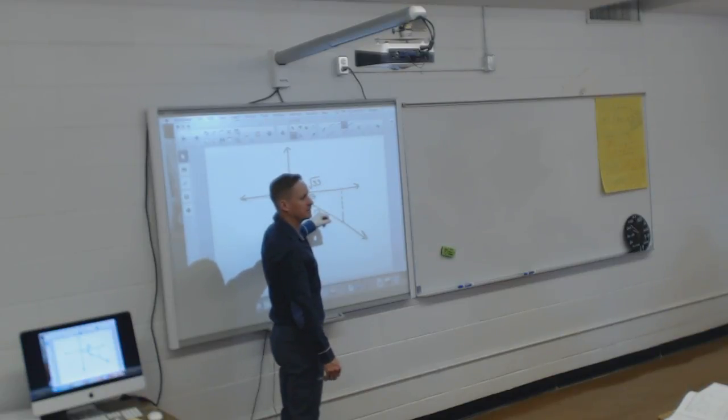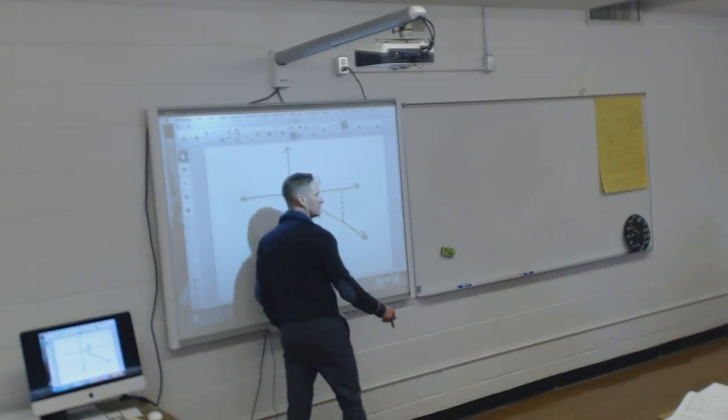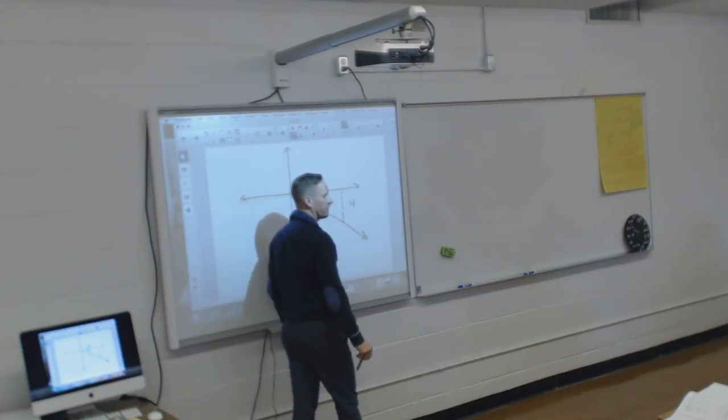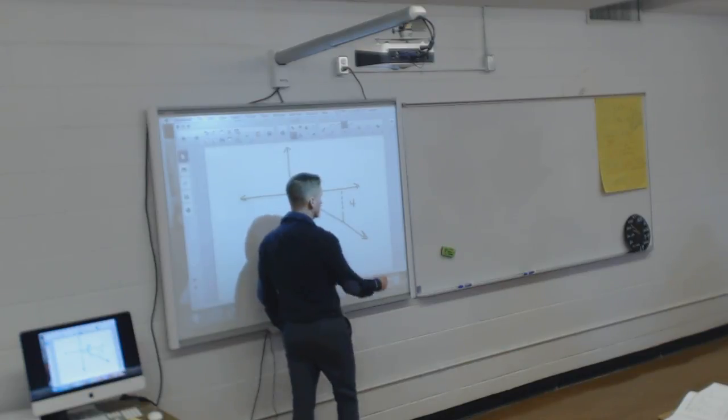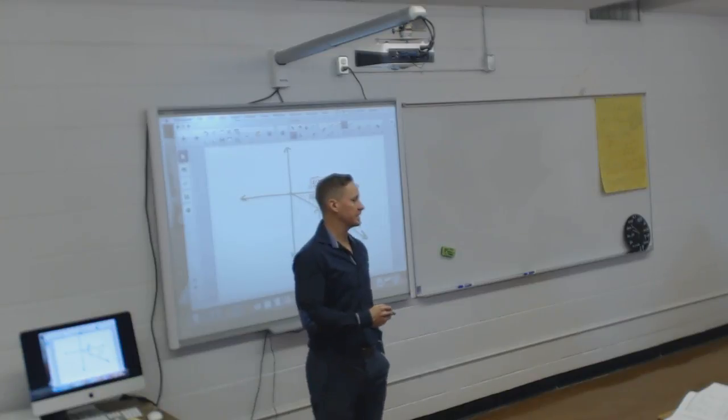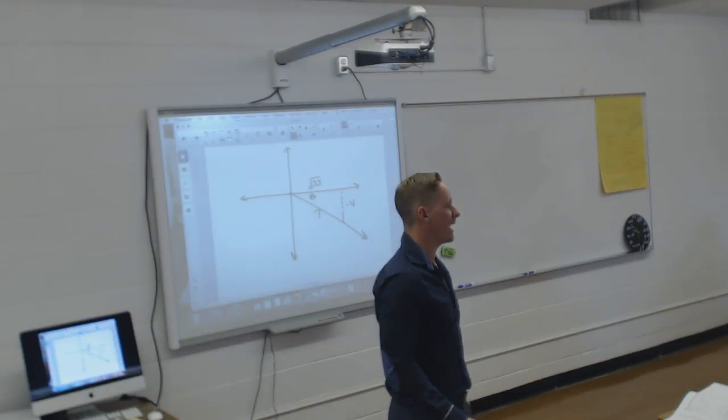7 squared is? 49. Root 33 squared is? 33. What's 49 subtract 33? Square root of 16? Is it a positive or a negative? What's your y value? It's a negative because it's in the negative y-axis.